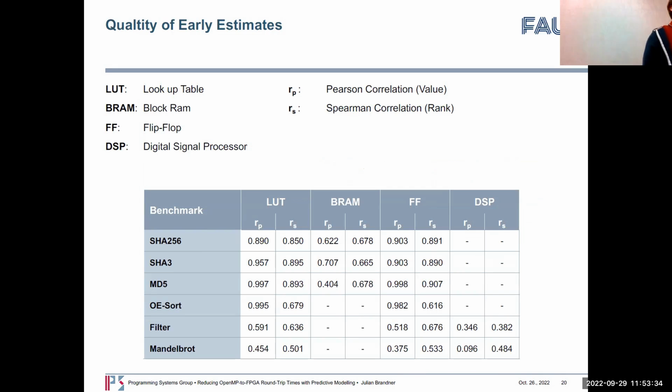Okay. So my next question is: why is the prediction for floating point or for the DSP so bad? That's a really good question, and we still have no answer.